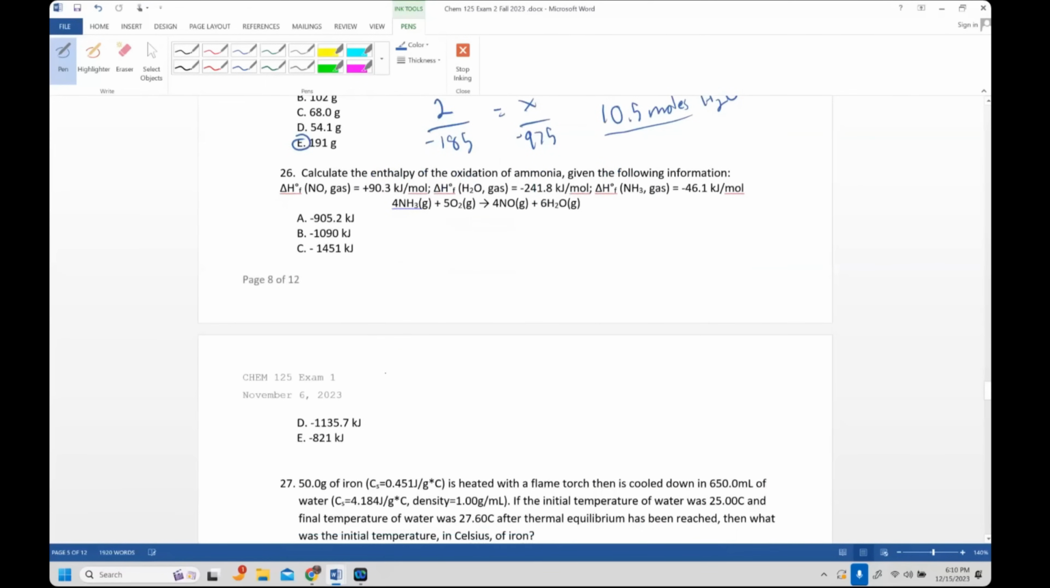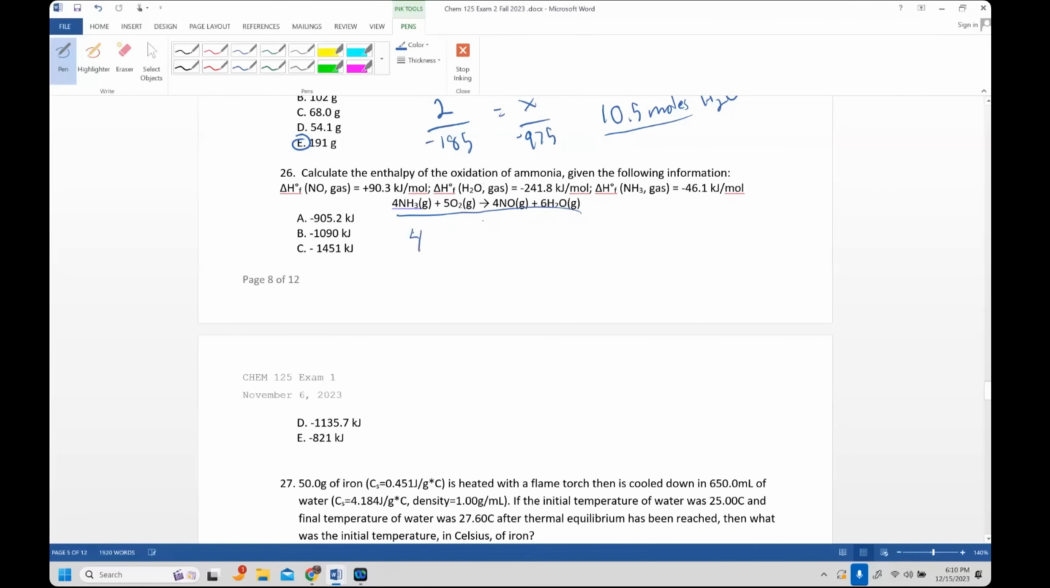All right, look at number 26. Calculate the enthalpy of the oxidation of ammonia in a given formation. So we have enthalpies of formation for everything, and we're being asked to calculate the enthalpy of formation for the total reaction. So we're taking products minus reactants. In the interest of time, I'm not going to figure out the answer, but you guys are more than welcome to. You can put it in the chat, but I'll walk you through the formula.